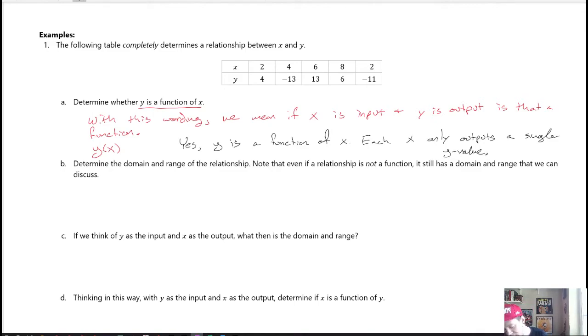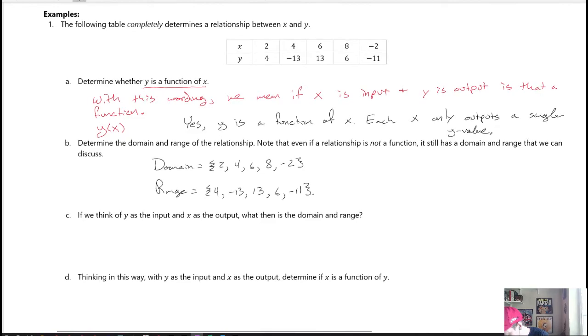So if we think of x as the inputs and y as the outputs, then we can talk about the domain and the range, where the domain is going to be the set of all the x values. The domain is going to be 2, 4, 6, 8, and -2. And the range is going to be the set of all the y values, 4, -13, 13, 6, and -11.